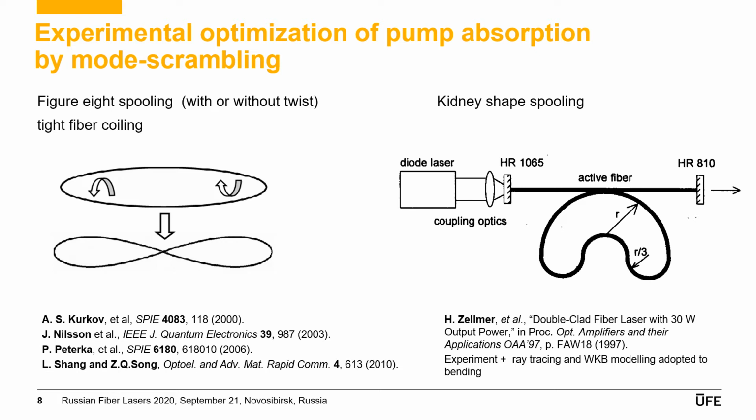Indeed, such a smart coiling method may lead to significant improvement of pump absorption and overall performance of the fiber laser. What is interesting, it works well even for the case of double-clad fibers with circular cross-sections.